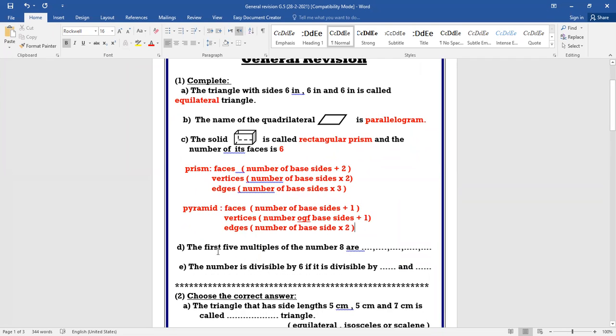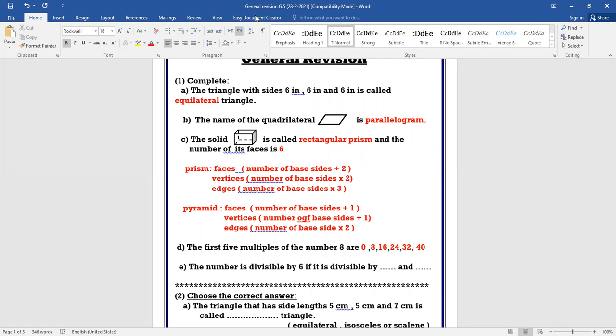The first 5 multiples of number 8. Mister, can I answer? اوكي, يلا يا كنزي. طبعا يا جماعة, here you can start from 8 no problem, because 0 we don't count it from the 5 يعني. 8, 16, 24, 32, and another one, it will be 40. Okay. Thank you, Hannah.